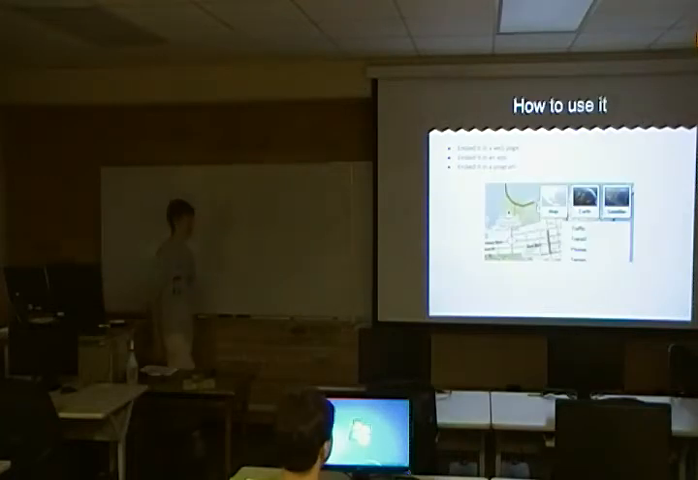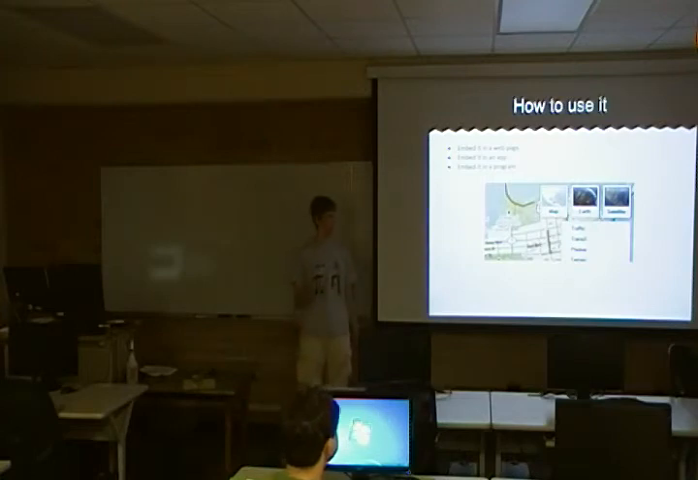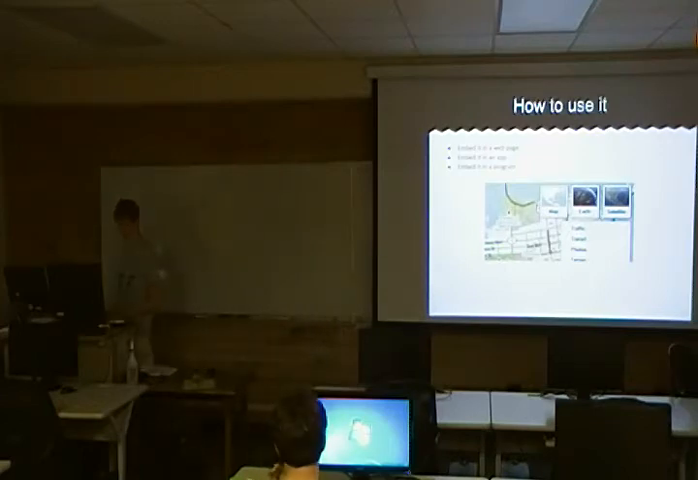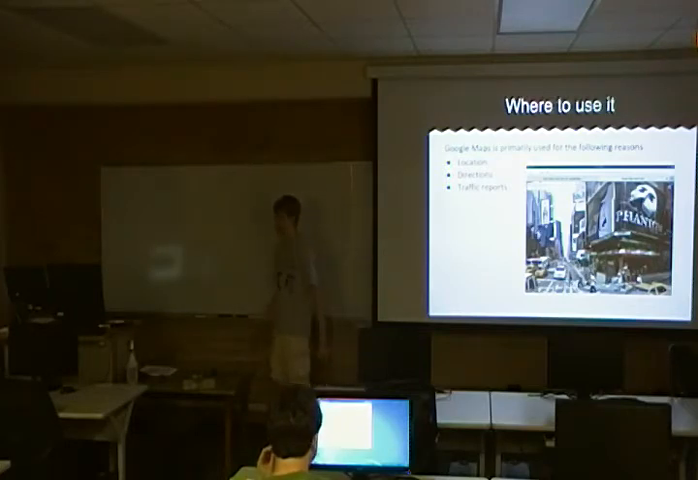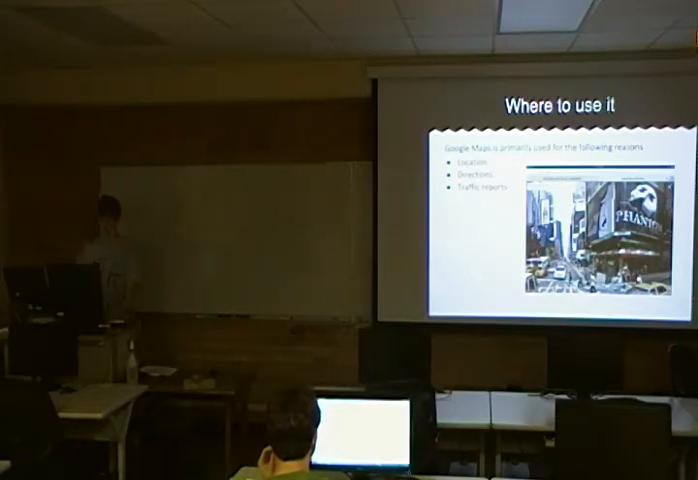Okay, so how do we use Google Maps? You can embed it in a web page, you can embed it in an app, or even in a program. It's really powerful, and they have lots of extensions for their APIs so that you can use it literally anywhere. And Google Maps is primarily used so that you can find places, get directions to places, and traffic reports too. So if you are planning a trip, not while you are driving, you will be able to know if you are taking the optimal route.